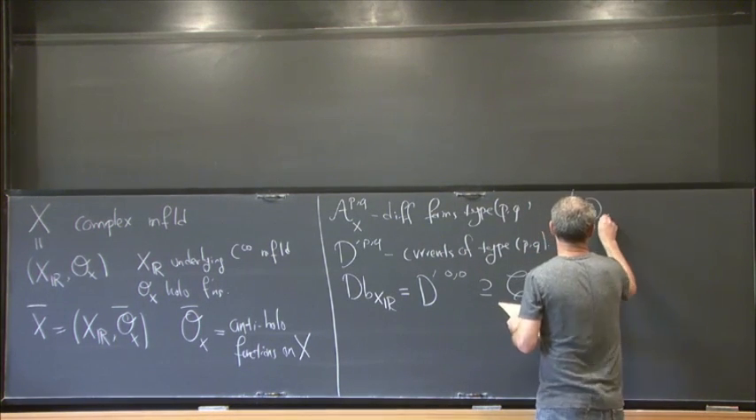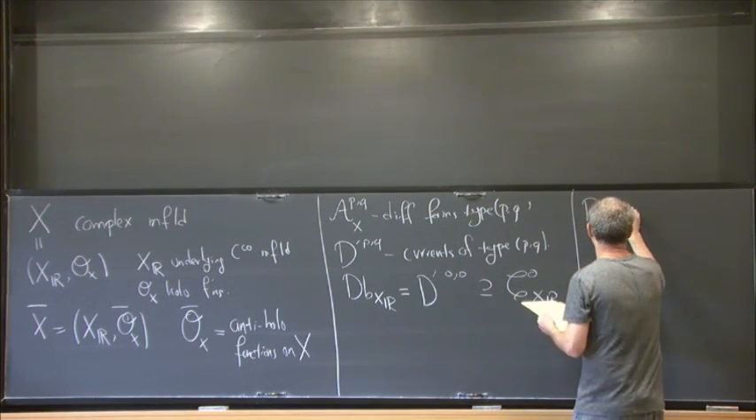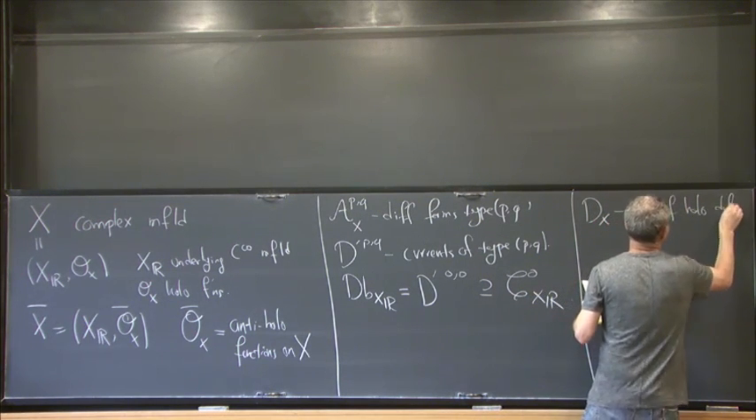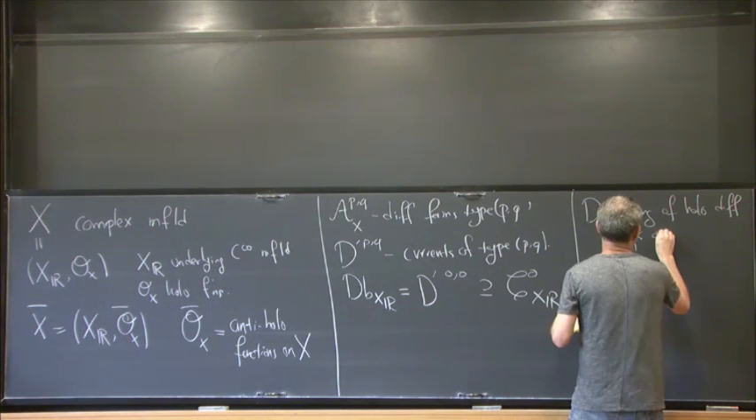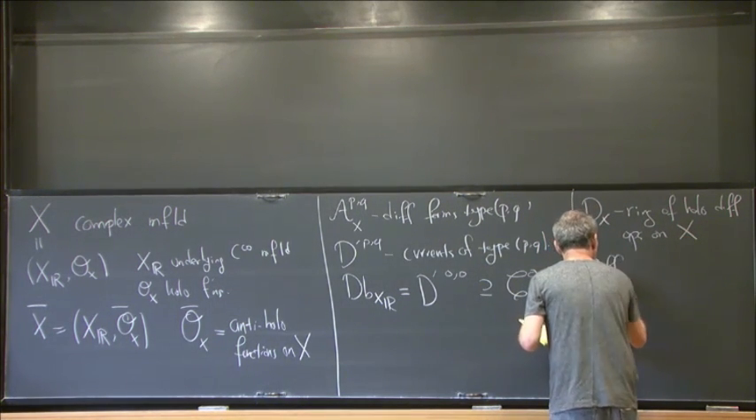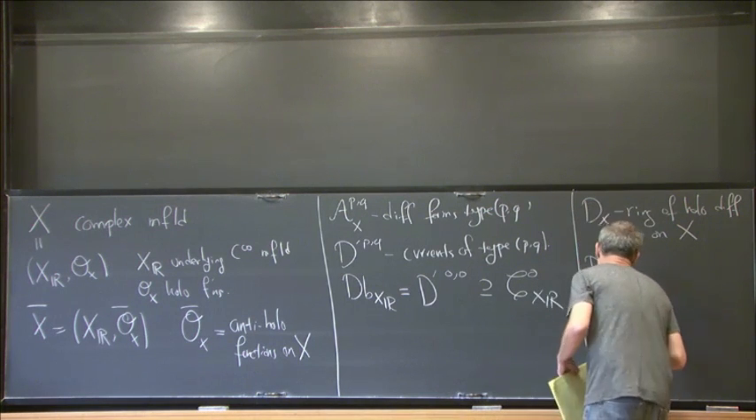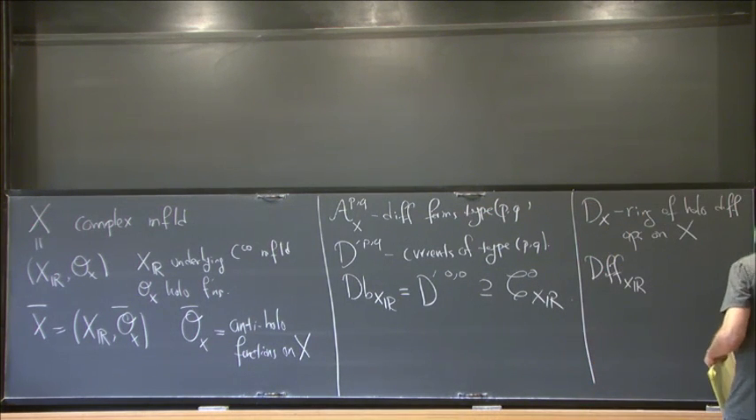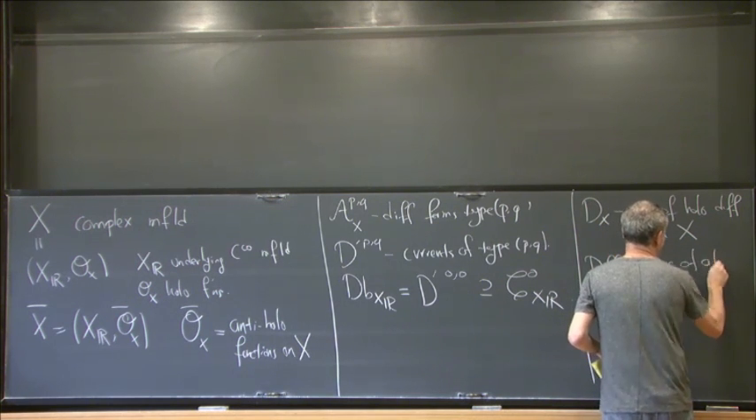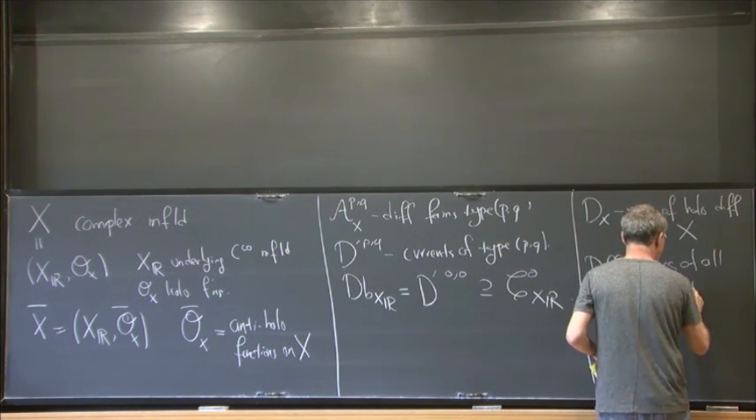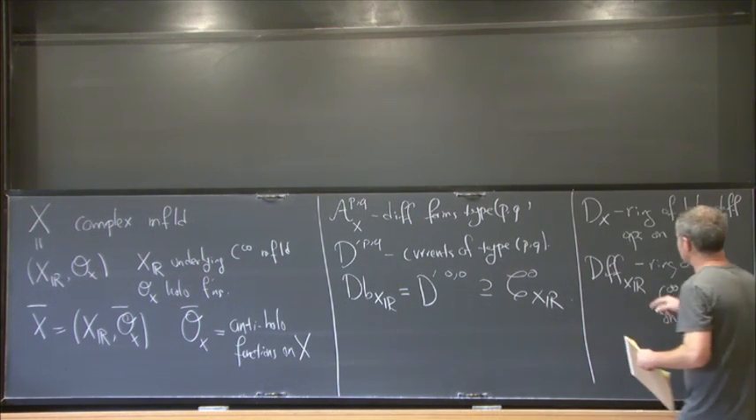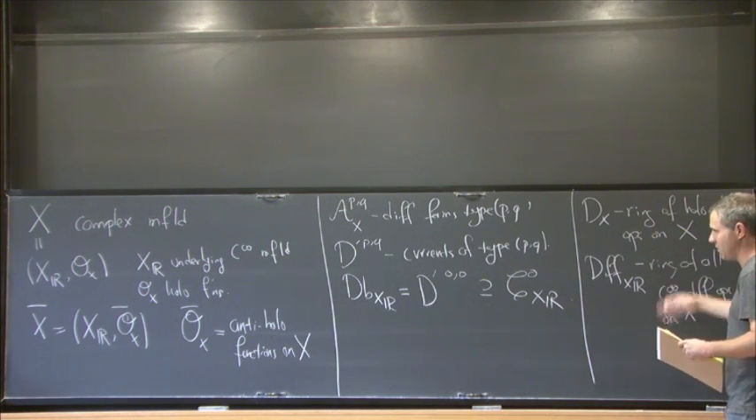The other little thing is that D_X is the ring of holomorphic differential operators on X. I want a name for all of the C infinity differential operators, so I started calling it Diff_{X_R}. That's the ring of all C infinity differential operators on X. It's a sheaf of rings. They're all sheaves.